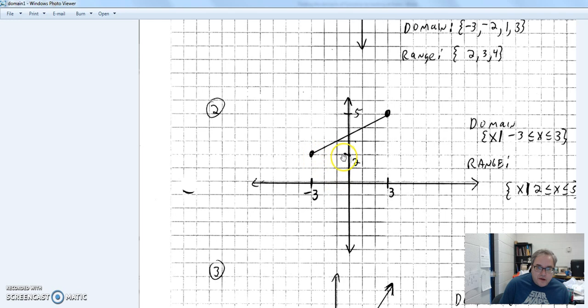The range are the y values. So my lowest y value here is 2, and my highest y value is 5. Your domain is left to right, x's. Your range is bottom up, y's. So my range, again, smallest is 2, highest is 5, and it's solid. So all y values between 2 and 5 are reflected, and that's what's happening here.